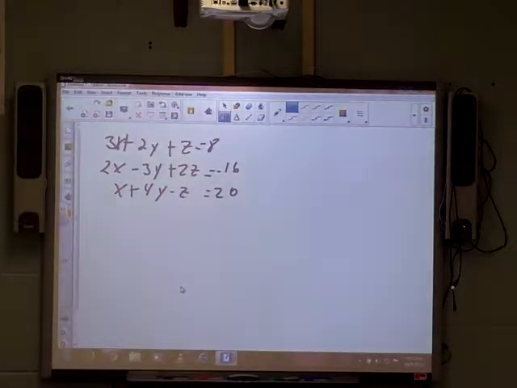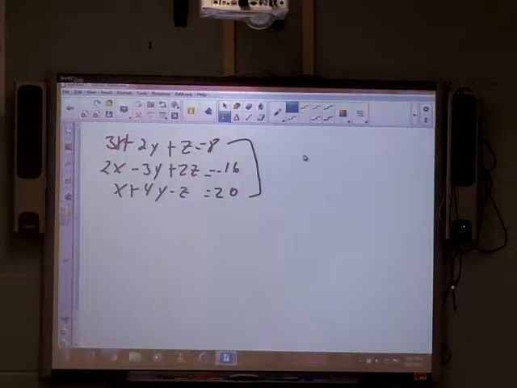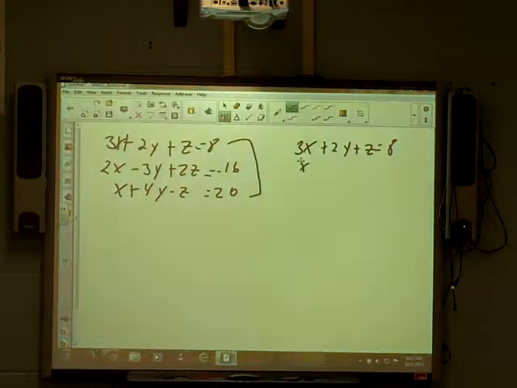So first off, if I'm choosing which variable I want to eliminate, on my x's I got 3, 2, 1. On my y's I got 2, negative 3, 4. And on my z's I got a 1, 2, 1. So I'm probably going to go with the z's. Katie's looking at putting the first and the last one together, so I'm going to do that. I've got 3x plus 2y plus z equals 8, and then x plus 4y minus z equals 20.